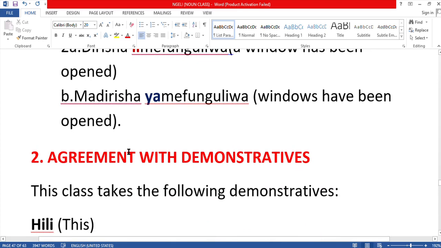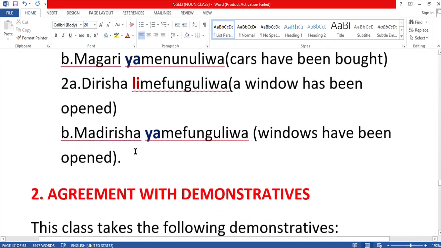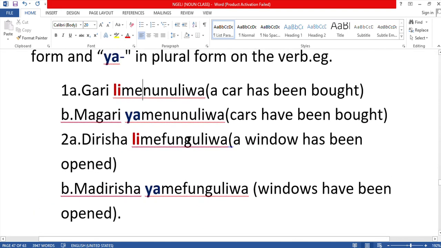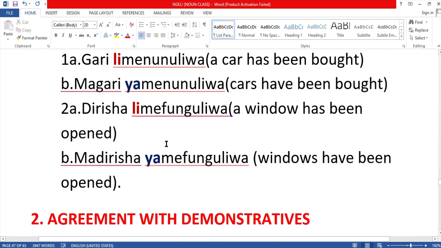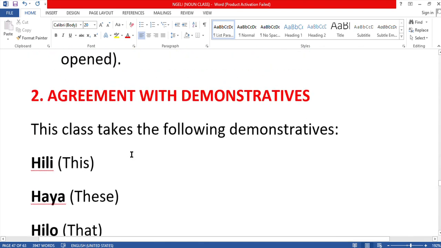Now we are done with that agreement with the verb. So remember, just take the li in singular form and ya in plural form. So we're going to the next one. Agreement with demonstratives. So this class take the following demonstratives. Hili, you know, demonstratives are words that indicate the position of something. You are showing where something is.